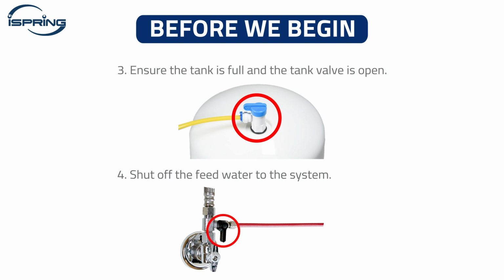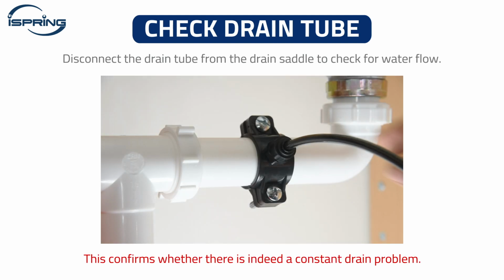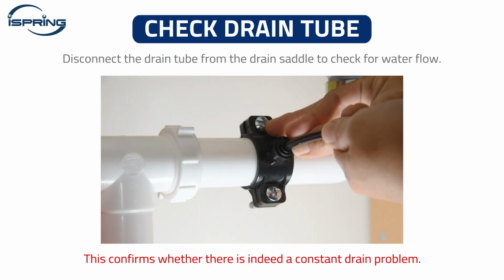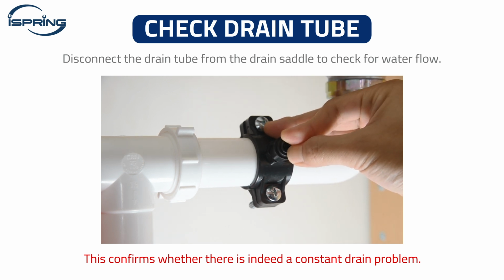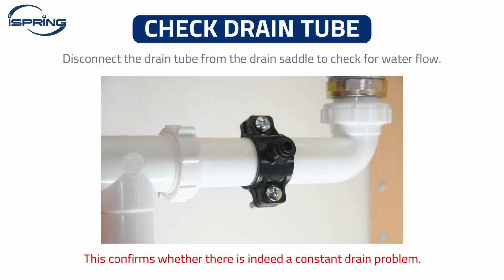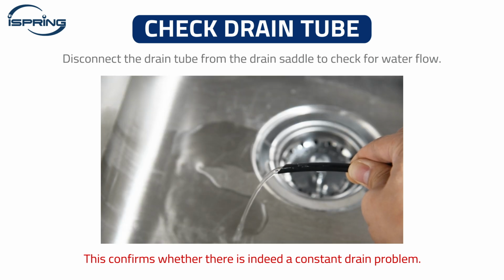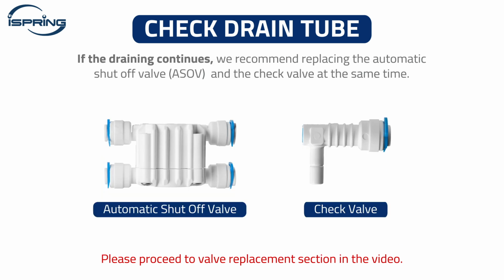Shut off the feed water to the system. Disconnect the drain tube from the drain saddle to check for water flow. This confirms whether there is indeed a constant drain problem. Observe if the draining stops or continues. If the draining continues, we recommend replacing the automatic shutoff valve and the check valve at the same time. Please proceed to the valve replacement section in the video.